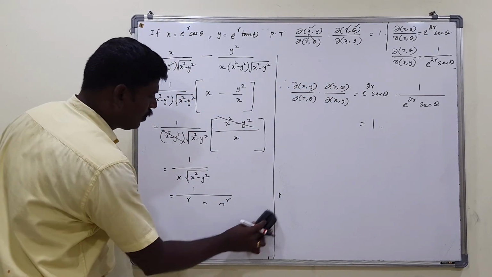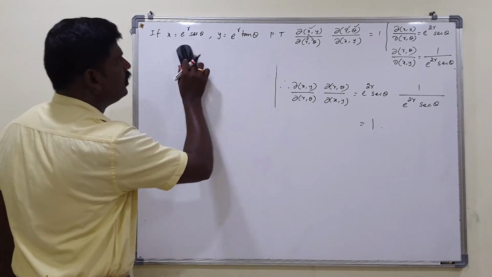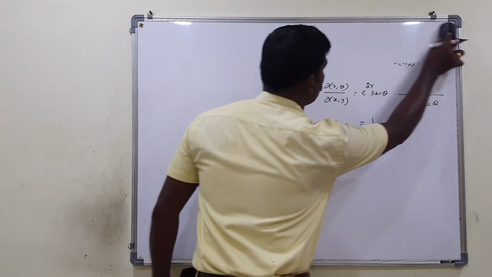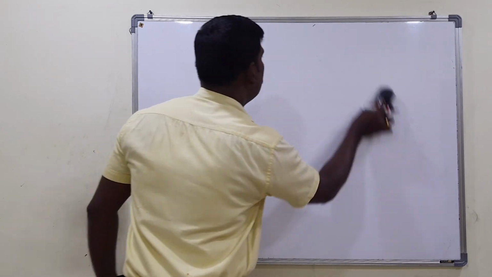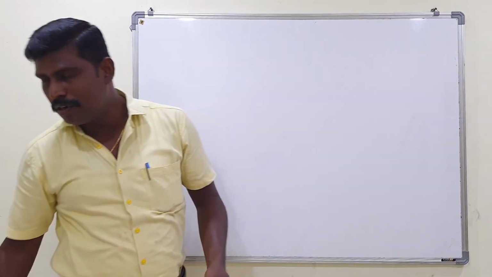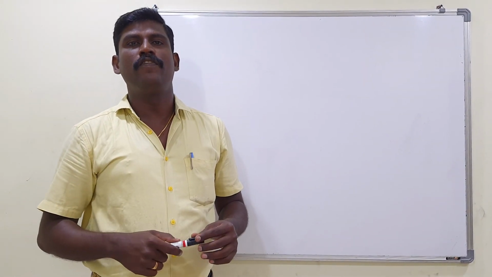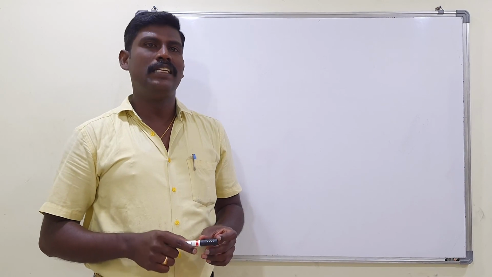Okay? So up to this problem, we completed almost every problem in Jacobians. Okay, right? So up to this session, we finished the topics on Jacobians. In the next class, we will discuss about Taylor series of function of two variables. Okay, we will discuss it in the next class.